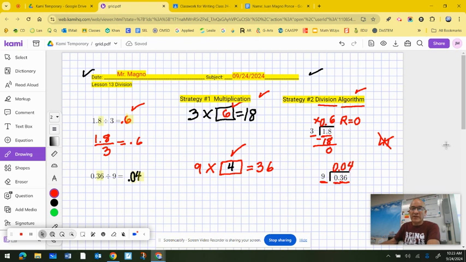But now you multiply the quotient, which is 4 hundredths, times the 9, which equals 36 hundredths, right? And when you subtract those two, 36 hundredths, the remainder is 0. And my friends, this is how you do division.